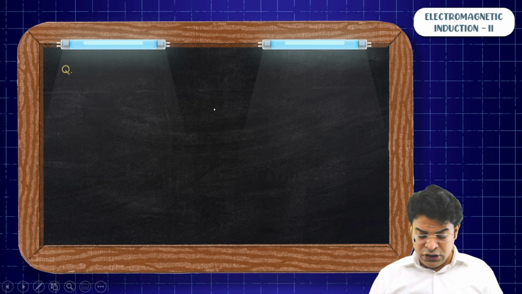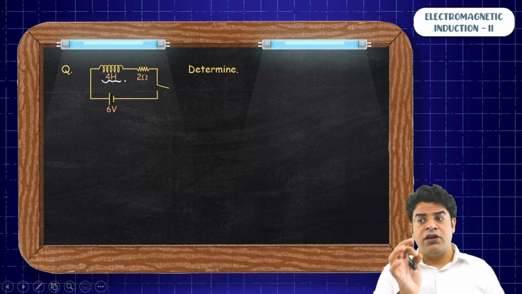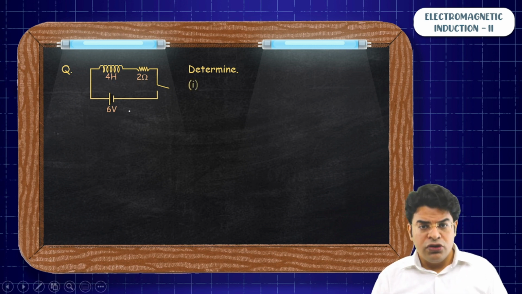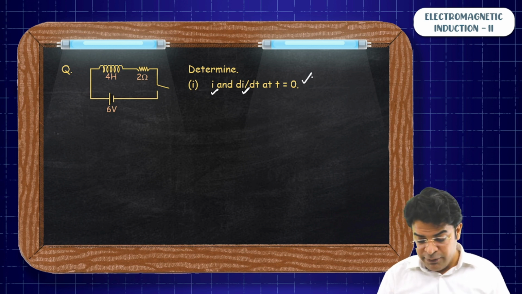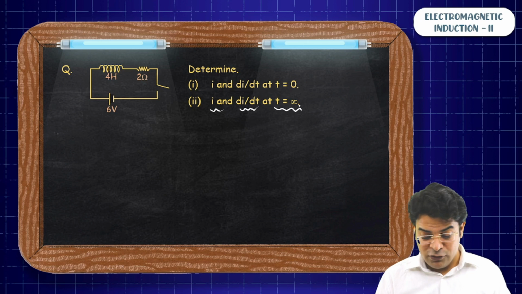So let's practice more questions based on this. Here we have a question where we have an inductor of 4 Henry, a resistance of 2 ohm and a battery of 6 volt. The question is, determine the current and the rate of change of current in the circuit at time equals 0, and determine the current and rate of change of current at time equals infinity.